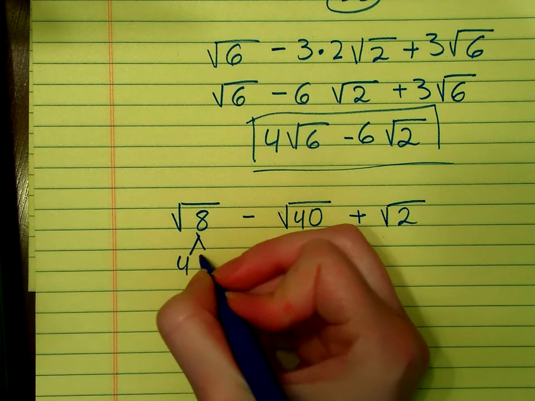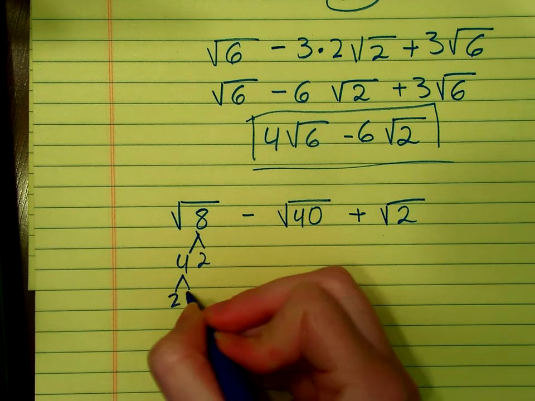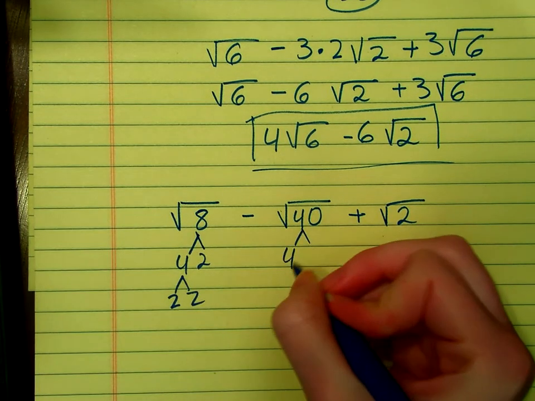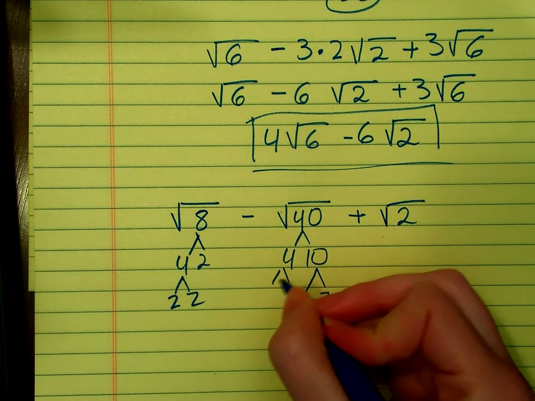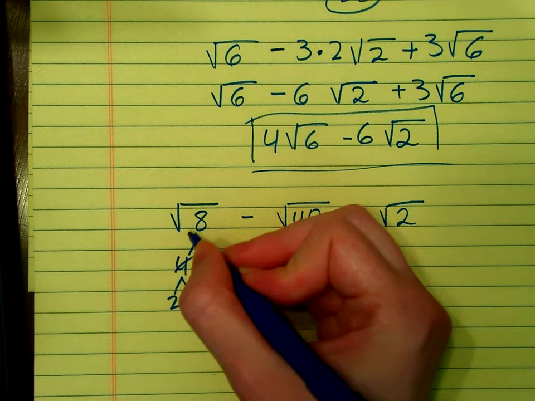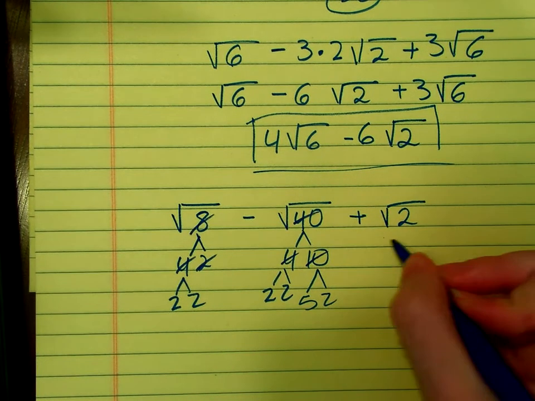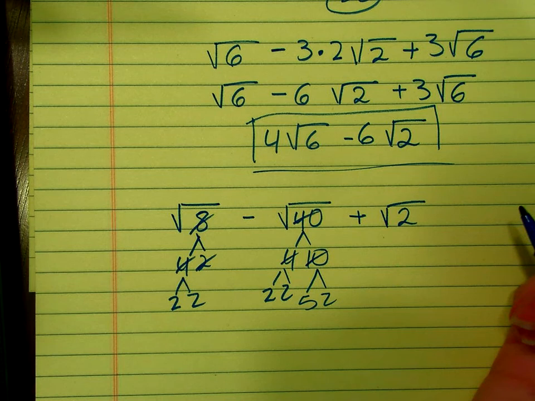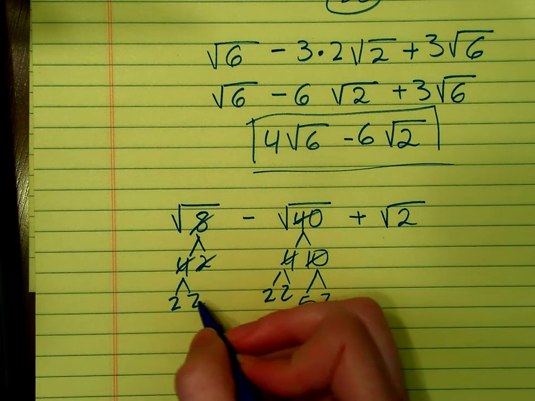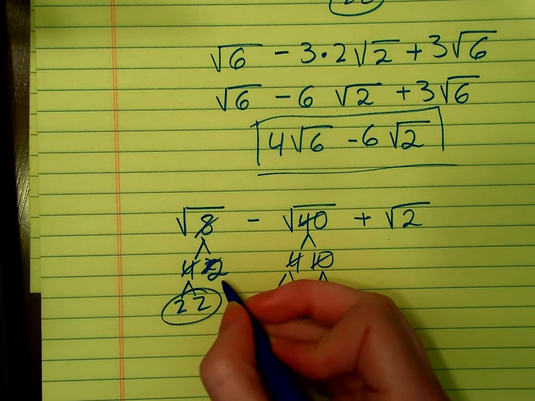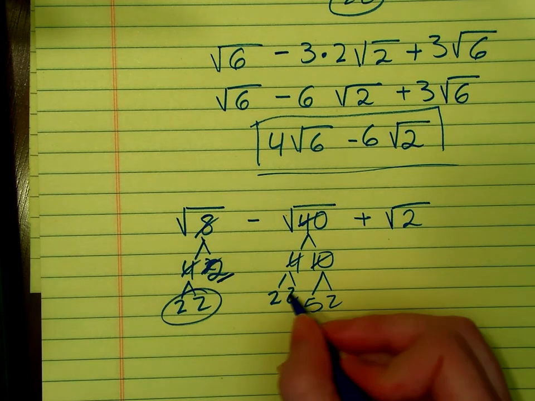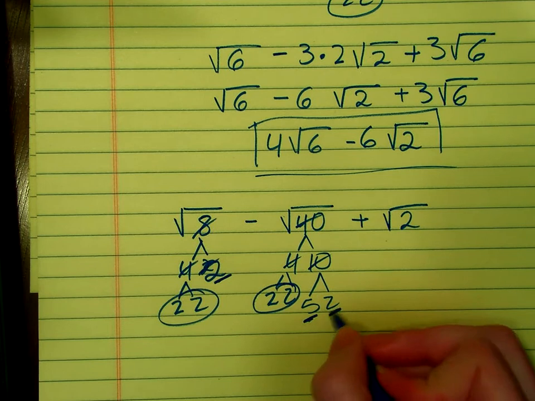So we break out root 8 into 4 times 2, 2 times 2, 40 is 4 times 10, 5 times 2, 2 times 2. And you can go ahead and cross off the middle steps you've already broken down. 2 is just 2, stays as is. Oh, that guy, you can't cross off that. So we've got a pair of 2s, and we're left with the 2. I've got a pair of 2s, I'm left with a 5 and a 2.